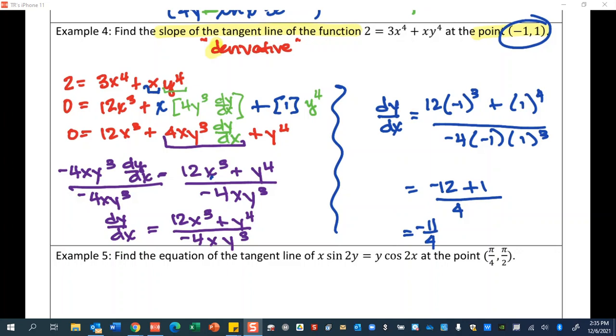The next question that they ask you to do is find the equation of the tangent line. So my next step, if they had asked me to find the equation, here's the slope, here's the point, so I'm plugging it into point slope form. And that's going to be a huge conversation.